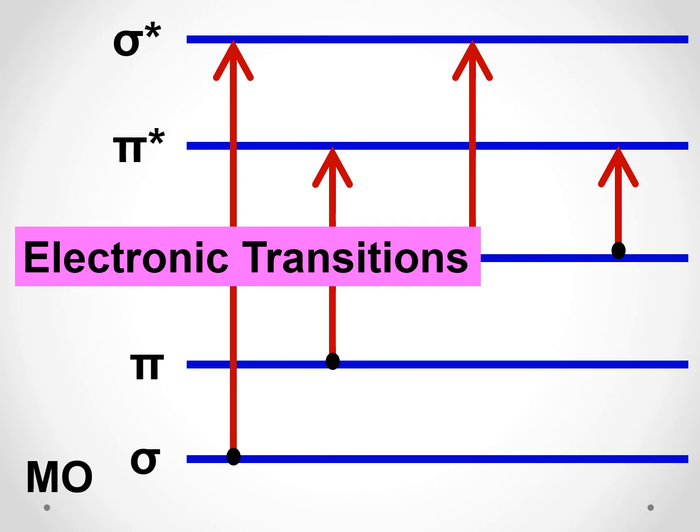So these are the electronic transitions possible in an organic compound: sigma to sigma star, pi to pi star, n to sigma star and n to pi star. These are the four electronic transitions possible in organic compounds. Now let us see them one by one in detail.